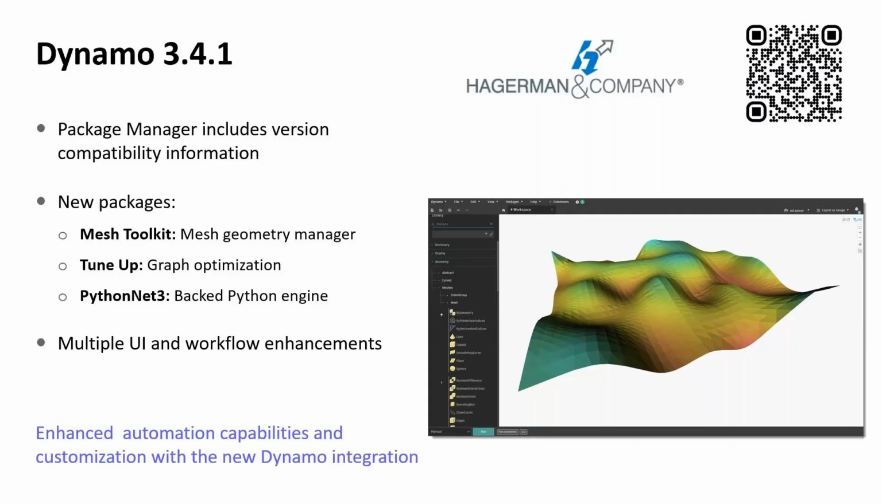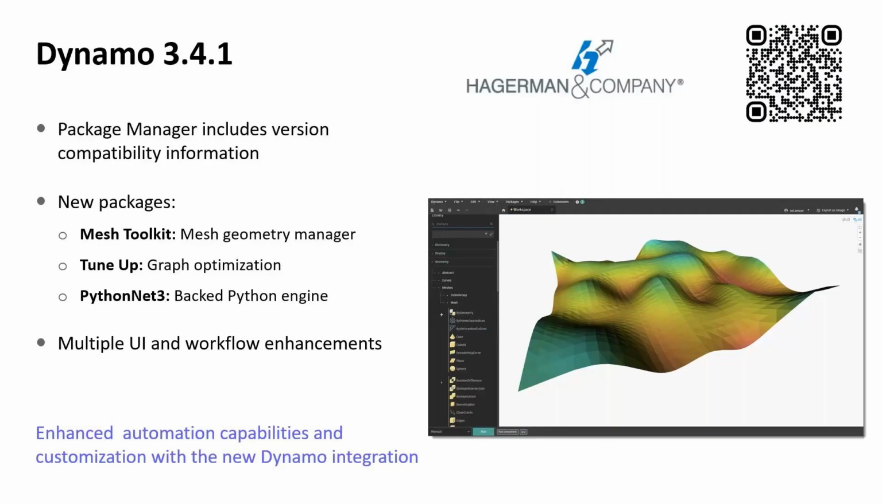The package manager includes version compatibility information. Package authors can add version compatibility information to their packages on the Dynamo Package Manager website. This allows you to identify versions that are compatible with your setup. The install button defaults to a compatible version if one is available.